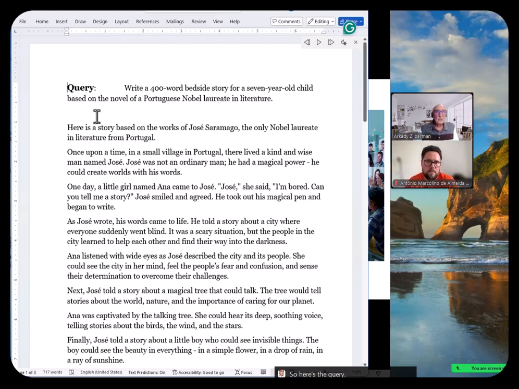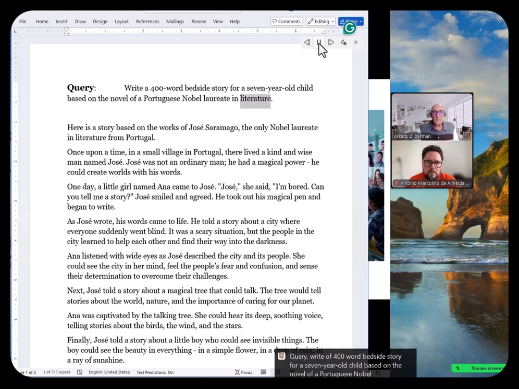Write a 400-word bedside story for a 7-year-old child based on the novel of a Portuguese Nobel laureate in literature. When I click the play, I hope you will hear it.